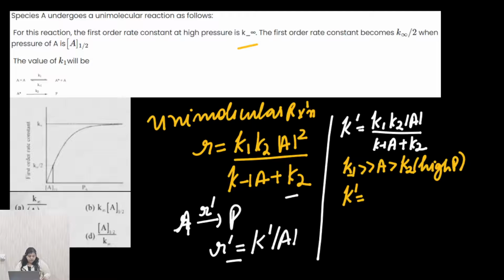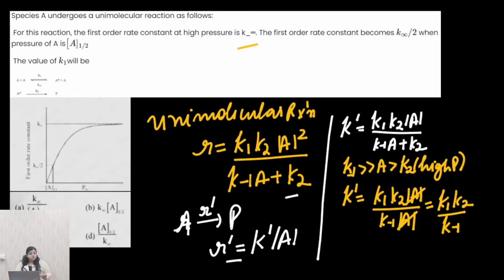The observed rate constant will become K1 into K2 into A upon K inverse of A, right? Because K inverse of A, we are saying, is much greater than K2. So this A and A terms are getting cancelled out. That is equal to K1 into K2 upon K inverse.